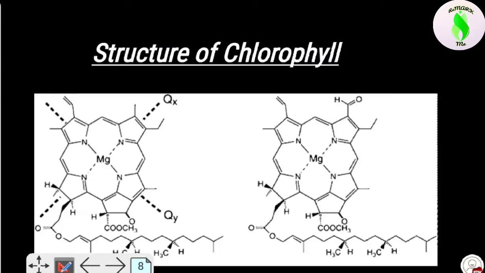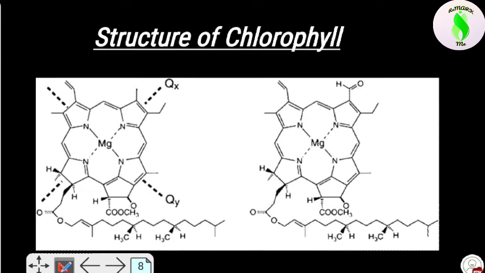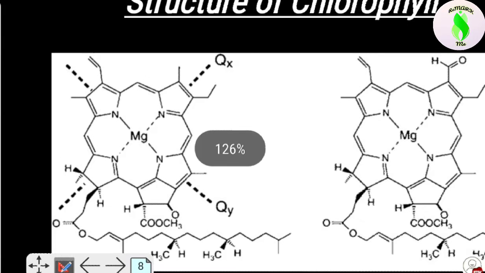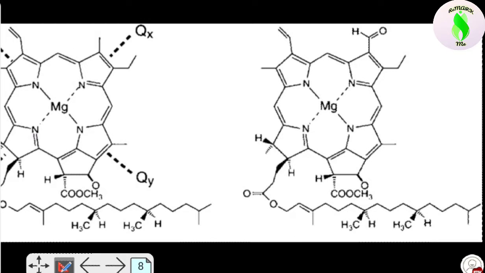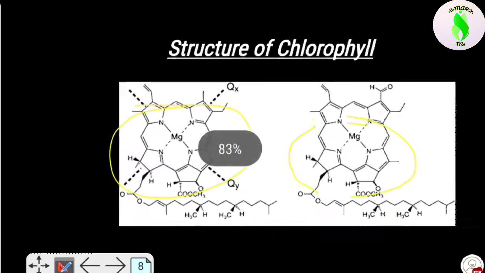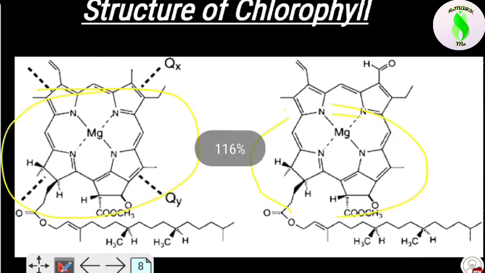Now come to the other point. As you can see over here, these are the structures of chlorophyll. There is a difference between the two structures. In the first structure, there is Mg, the magnesium ion, in the middle, and in the second one too, there is a magnesium ion. So chlorophyll has a magnesium ion, but if you look at the first and the second structure, there is a difference, and this difference creates the different types of chlorophyll.